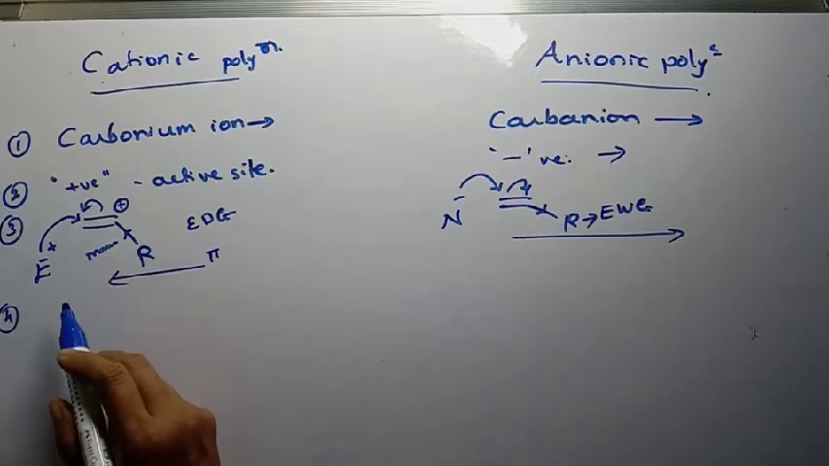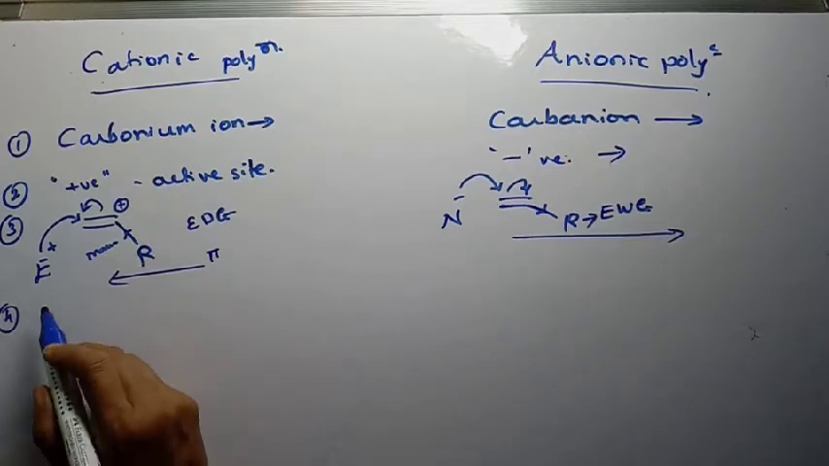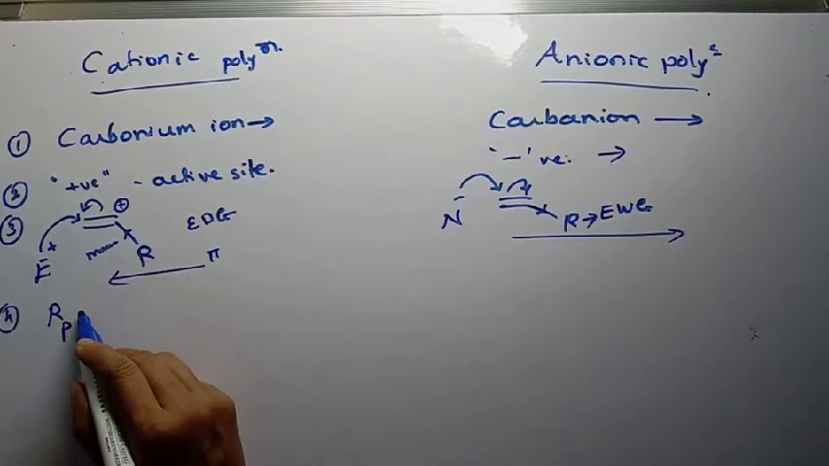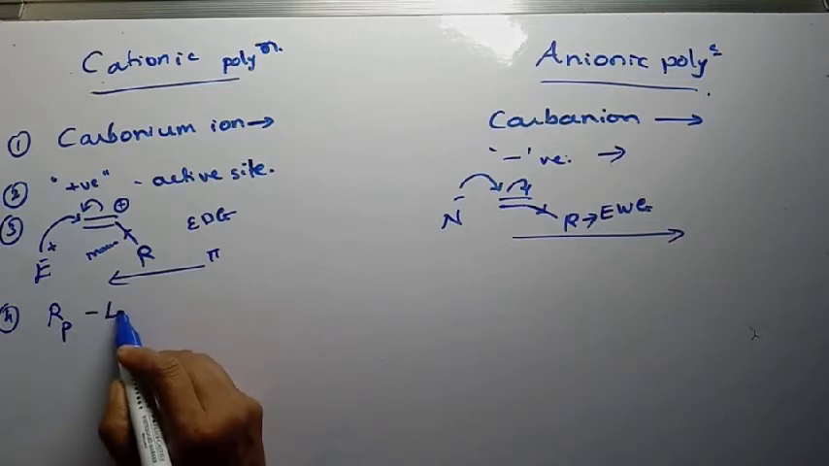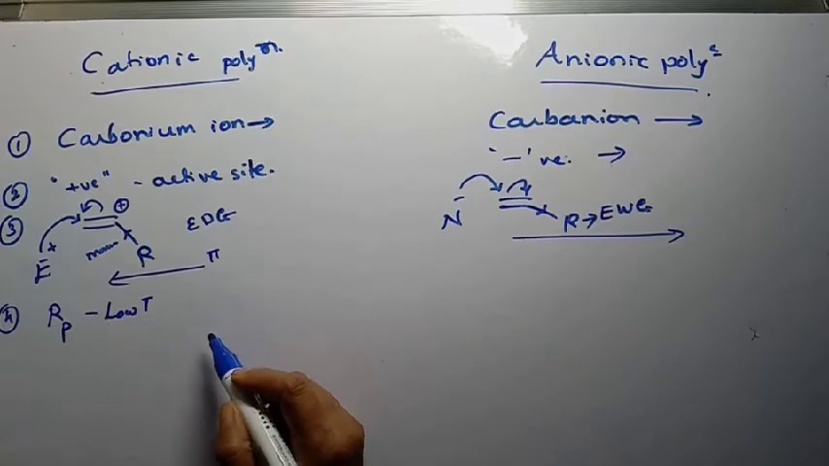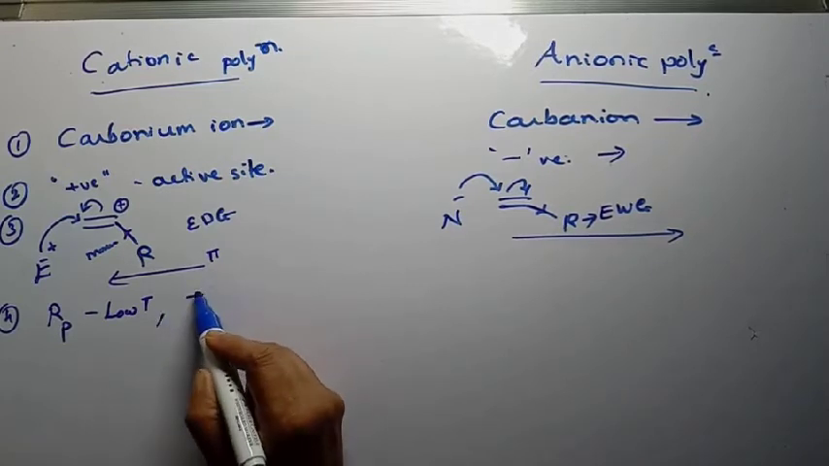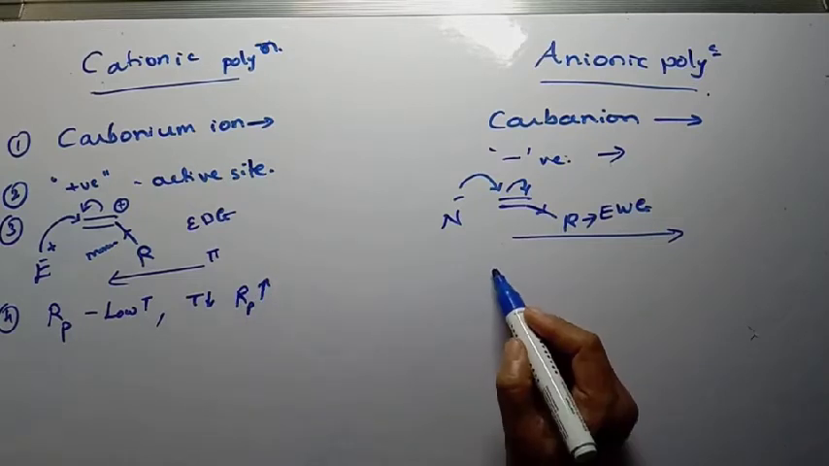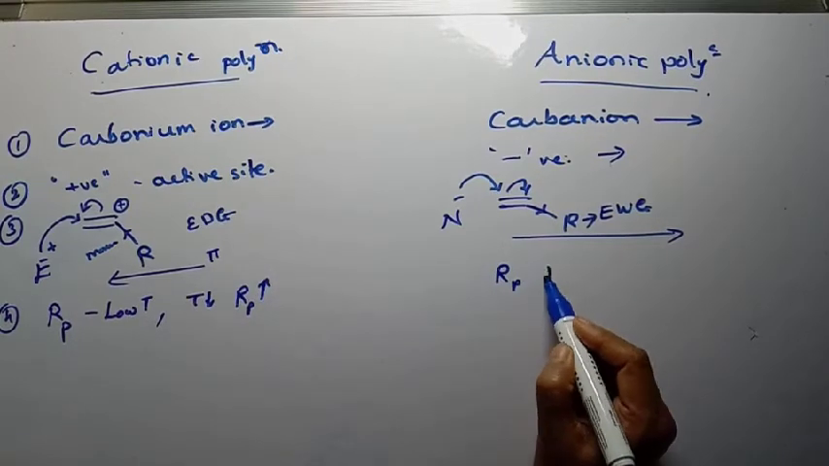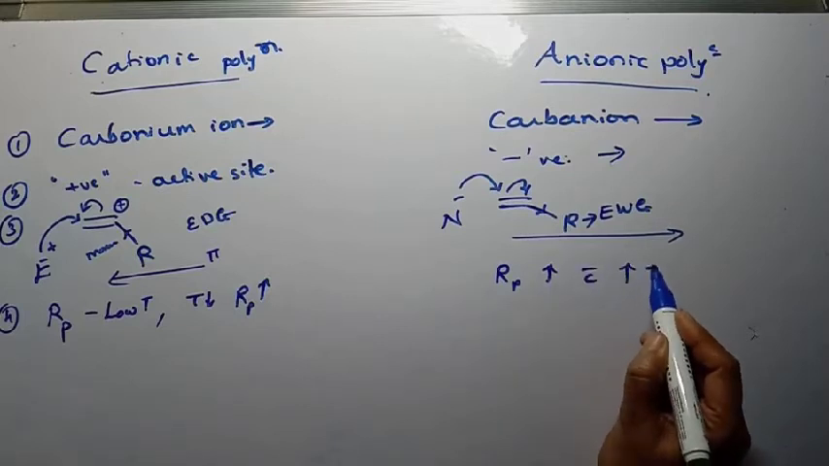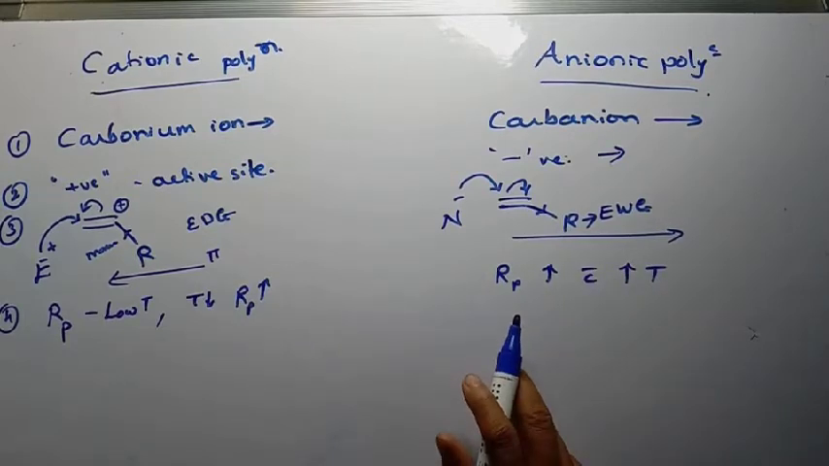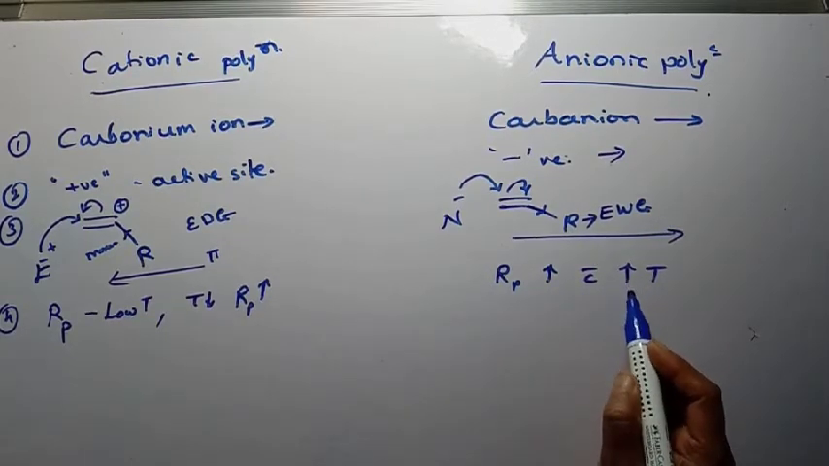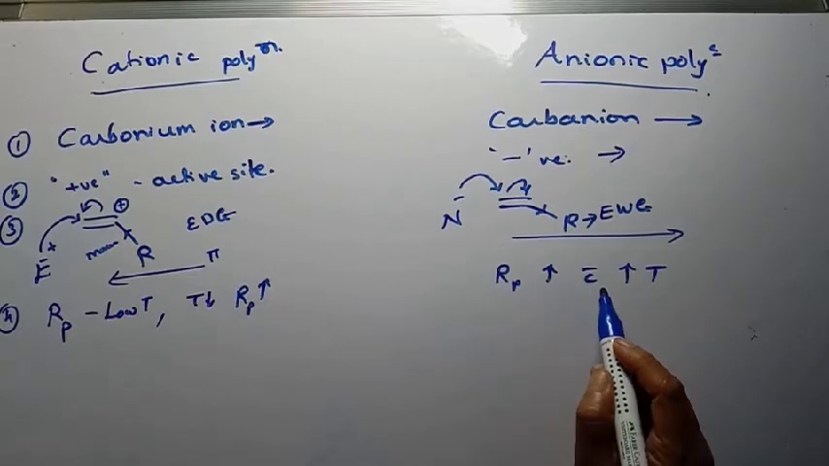Now we can see the rate of polymerization. In cationic polymerization, it is usually fast at low temperature. As the temperature decreases, the rate of polymerization increases. But here the rate of polymerization increases with increase in temperature. At room temperature itself it is fast, and as the temperature increases, the rate of polymerization also increases.